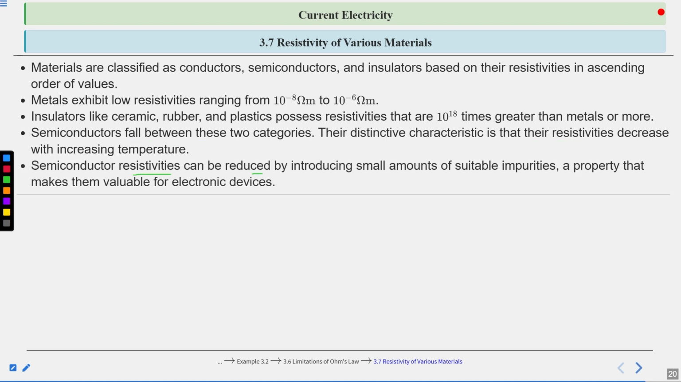Semiconductor resistivity can be reduced by introducing a small amount of suitable impurities. In circuits, we cannot increase the temperature because it is harmful for other components. So to increase the conductivity of semiconductor materials, another method is used: introducing a small amount of suitable impurities, a property that makes them valuable for electronic devices.